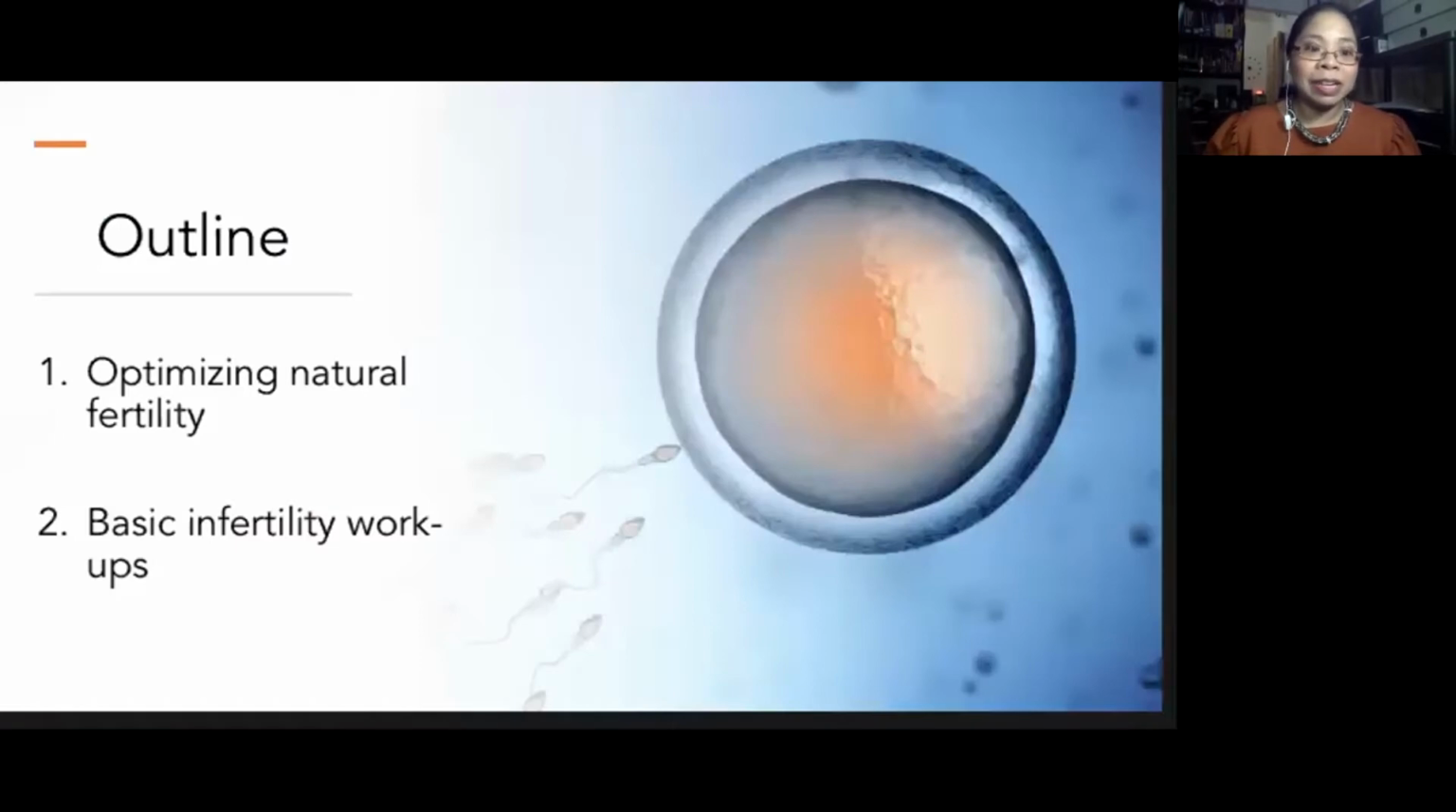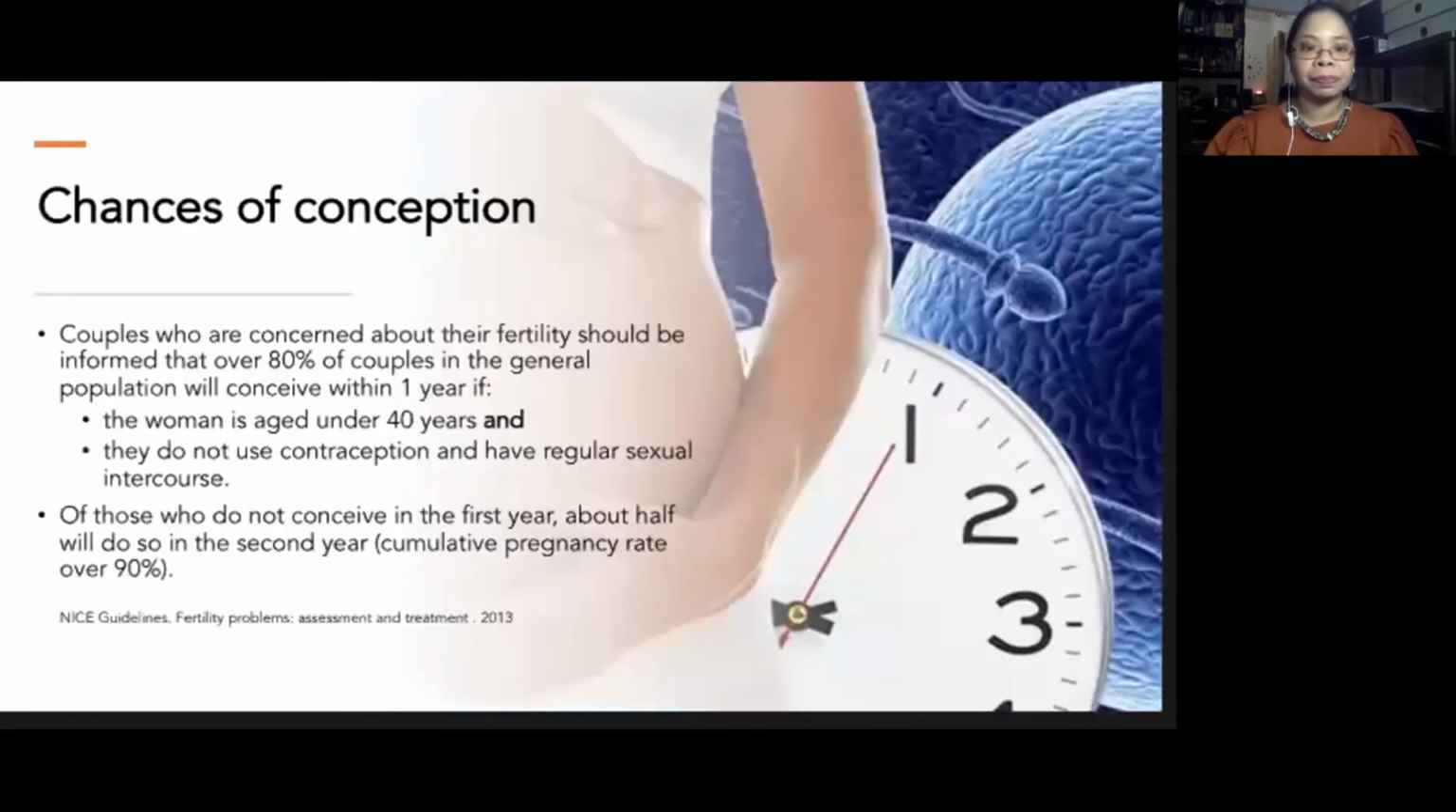So this lecture is divided into two parts. The first part is on optimizing natural fertility, and this will be based fundamentally on the basic concepts of preconception care. And also we try to address our patients' frequently asked questions regarding coital timing, frequency, and practices. For the second part, which is the basic infertility workups, I will discuss some very basic infertility evaluation that a general gynecologist can request for our patients who failed or are having difficulties to naturally conceive on their own.